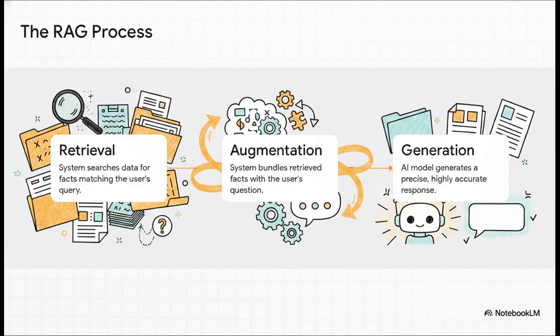So the crucial point is how it actually works under the hood. It's a pretty straightforward three-step process. Step 1 is retrieval, fetching facts that match your query. Step 2 is augmentation, bundling those fresh facts right into the user's original prompt. And Step 3 is generation. That's where the AI reads this newly fact-filled prompt and delivers a super precise, accurate response.